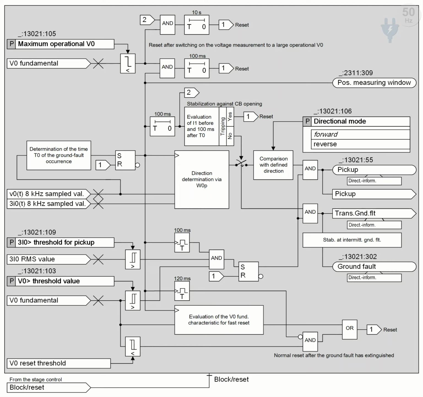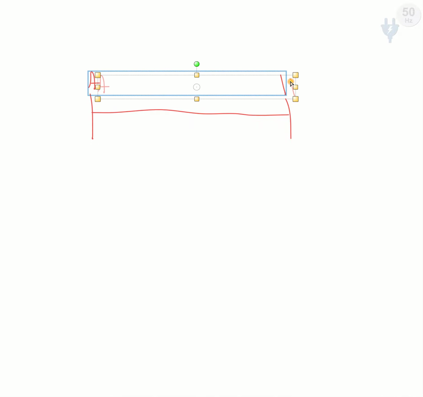Hello. In this session, we are going to understand the directional transient ground fault. First of all, let's understand what a transient ground fault is. Suppose that we have a feeder or maybe a transmission line, and suppose that in this feeder or transmission line, some transient ground fault occurs.